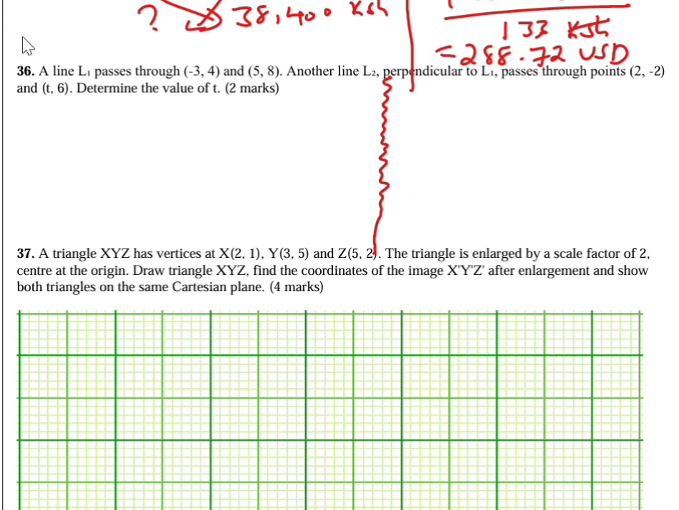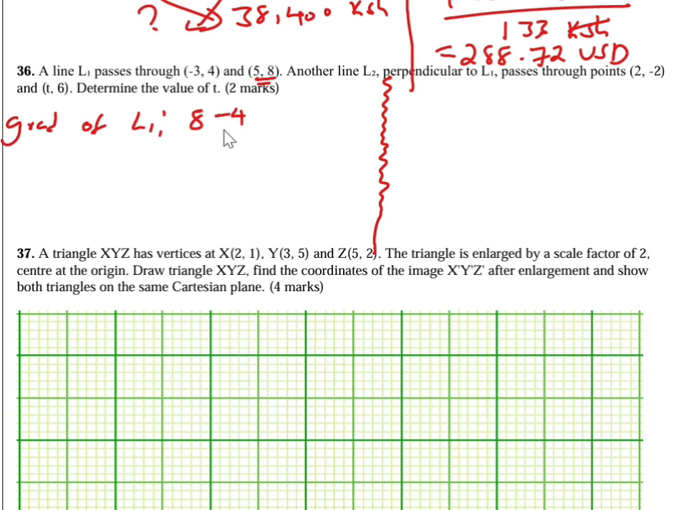So the first step is to get the gradient of line L1. So L1, gradient yake. So gradient is changing y by changing x. So in x, in y, x, y. So utaanza na hii point, utaanza na hii pili. I prefer using the second point. So changing y by changing x. So itakuwa ni nini? 8 minus 4.